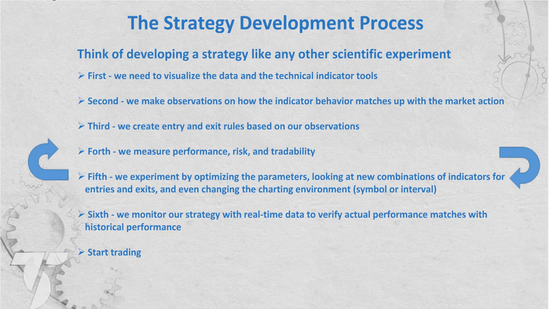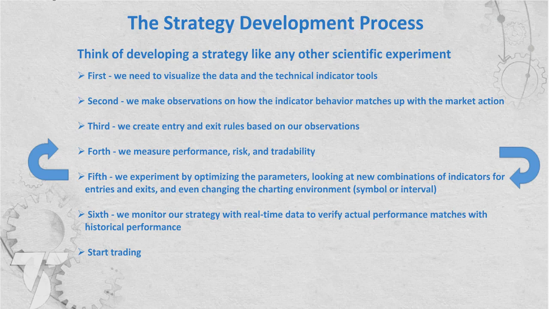So every time these indicator events occur based on MACD or stochastic or moving averages or whatever you're looking at, we want to make those observations to see if the market is following through in what we think the indicator is telling us. If it is, then we can create a rule around that. So we're going to create these entry and exit rules based on our observations. So now we have a strategy.